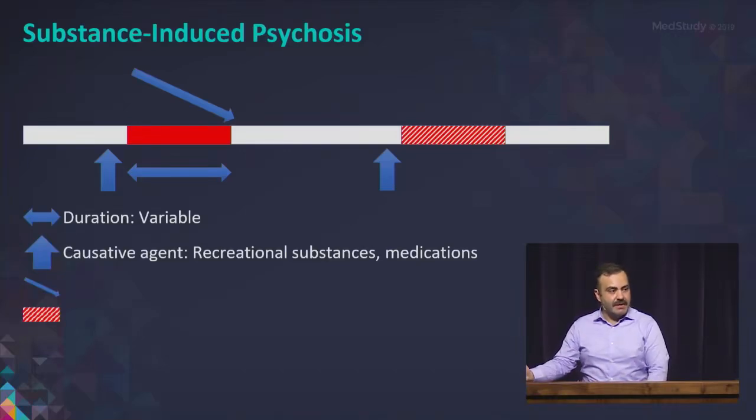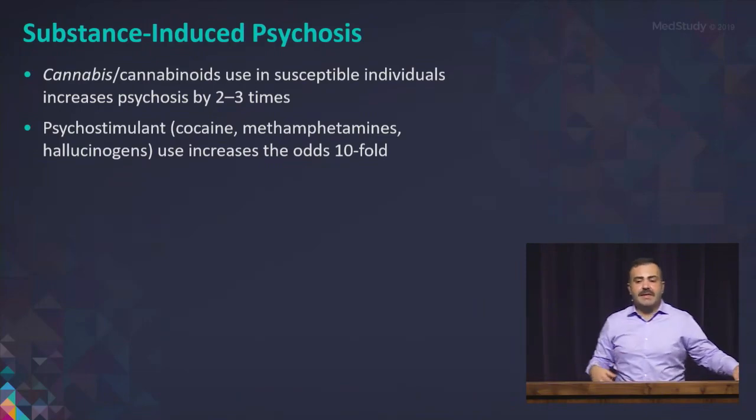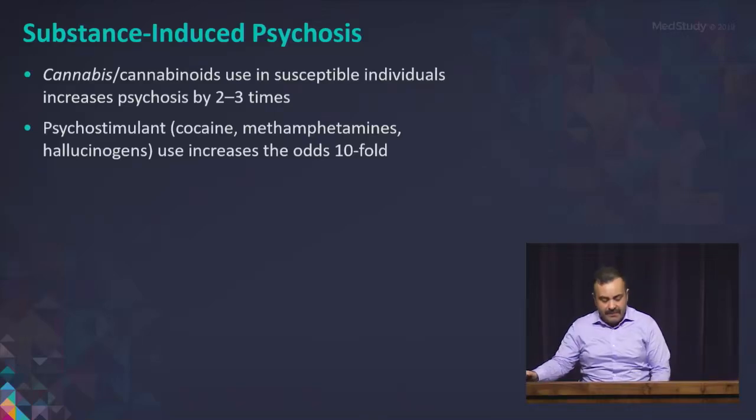Substance-induced psychosis is very common. Duration changes based on the nature of the substance. The causative agent can be recreational substances or medications. A very common substance that I see a lot in the psych emergency room is cannabis. It increases the chance of psychosis in any individual about 2 to 3 times. Also, psychostimulants, cocaine, methamphetamines, increase the chance of a psychotic episode by 10-fold.